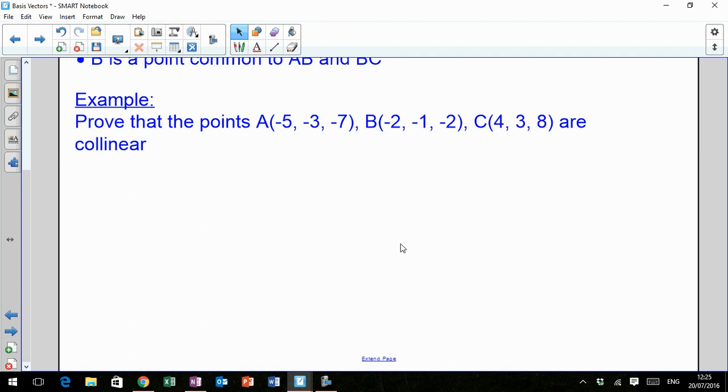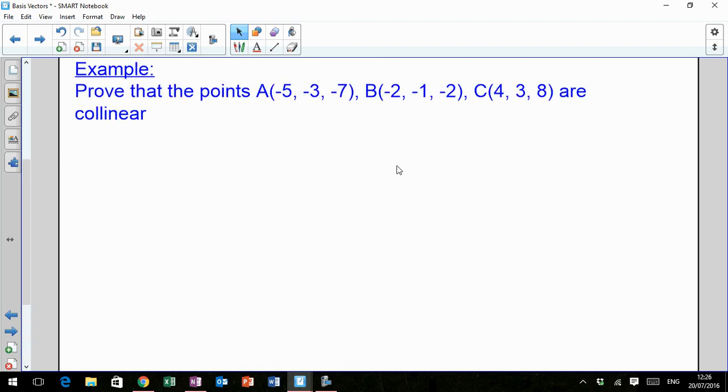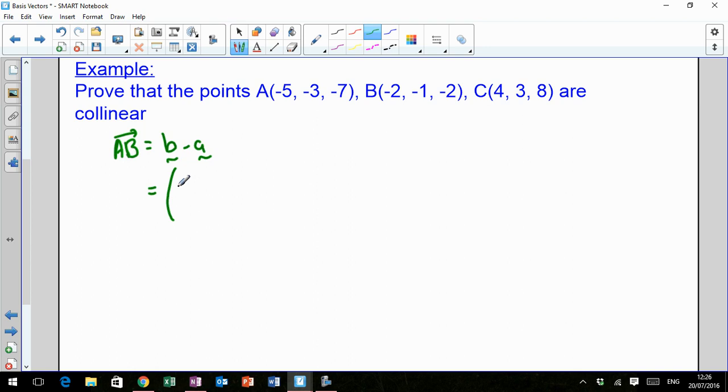Right, cheers. Okay, so to prove that they are collinear, we've got 3 points here, A, B, and C. We want to prove that they're collinear, so we have to prove that one vector is a multiple of the other, and if they're a multiple of the other, they have to be parallel. So let's find two vectors. AB, first of all, is B subtract A. So that's going to be (-2, -1, -2) subtract (-5, -3, -7). Okay, so that gives us (3, 2, 5).